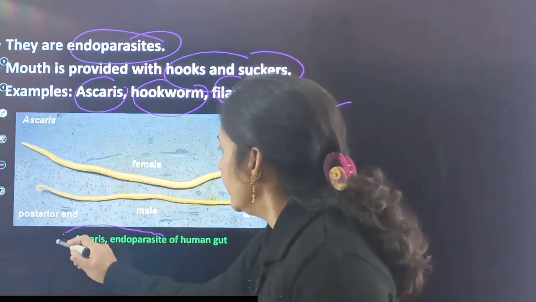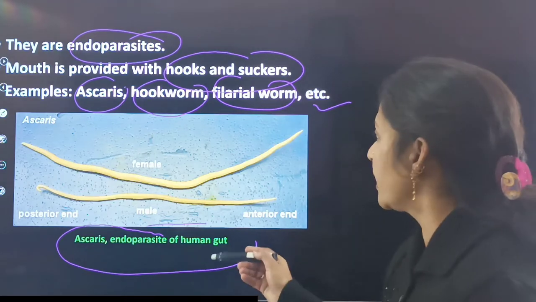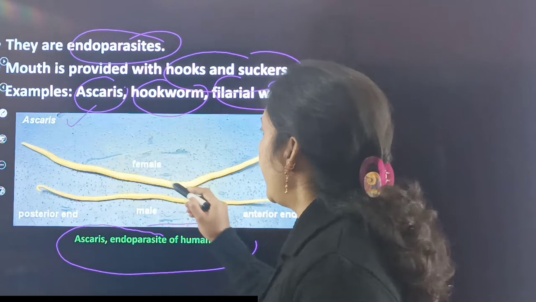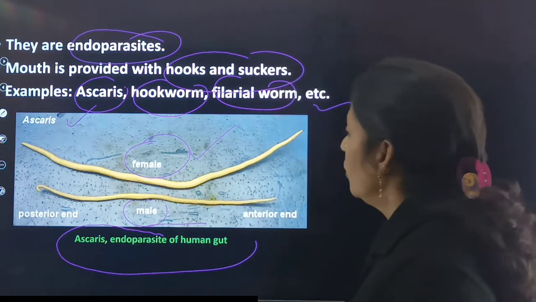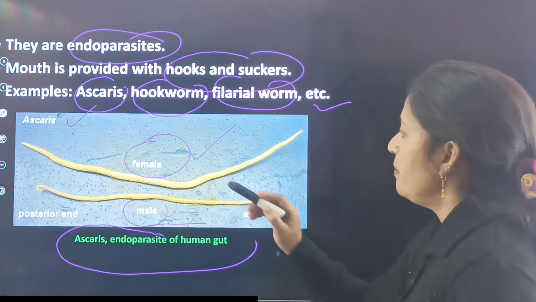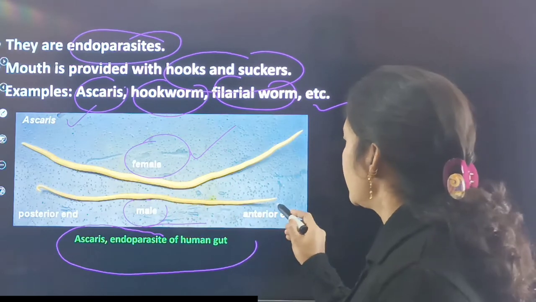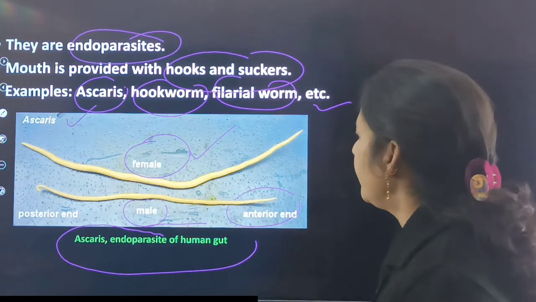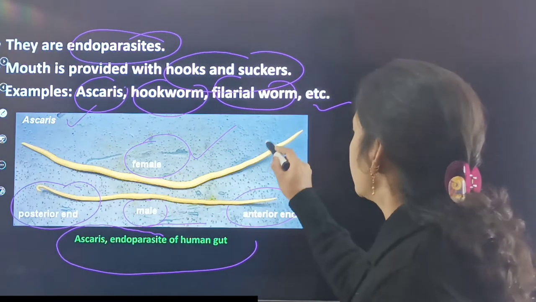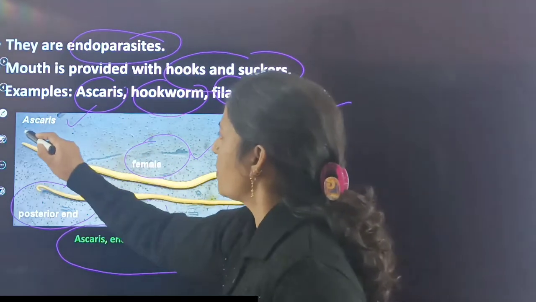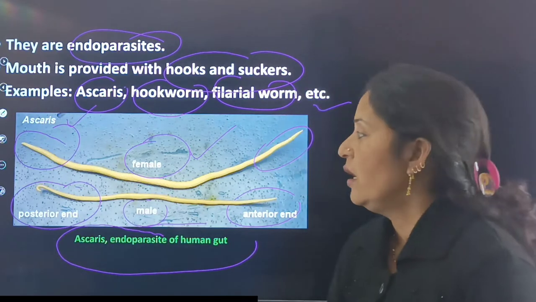And this is the diagram of the ascaris, that is an endoparasite of the human gut. These are the two types of ascaris, male and female. This is the female ascaris and this is the male ascaris. This is the anterior end of the male and this is the posterior end of the male. Here again, this is the anterior end of the female and this is the posterior end of the female.